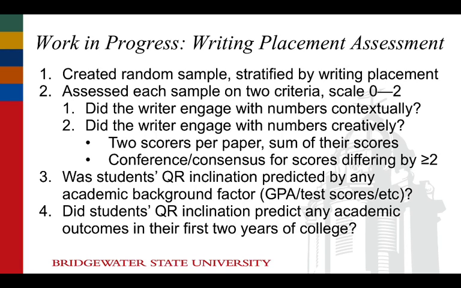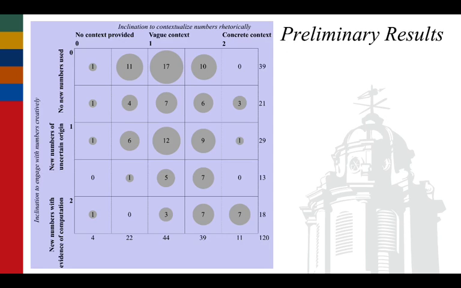How do students' quantitative reasoning inclination relate to anything that we know about them as freshmen? So here's a preliminary chart of the assessment results that we got. This horizontal axis here is how much did students provide a context for the numbers that they were writing about? Was the context of the numbers kind of vague, or was it specific and concrete, or did they not really address context at all? And the vertical axis is how creatively did they engage with numbers? Did they bring in only the numbers that were just taken directly off the page? Did they bring in some new numbers in their proposition that is not clear where they came from?